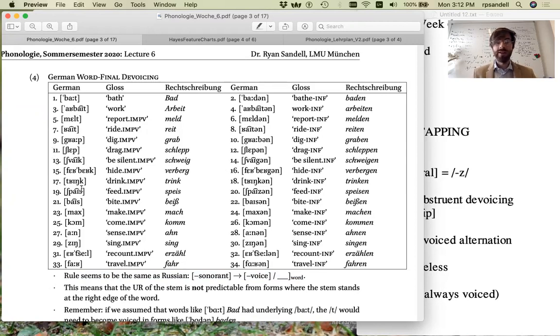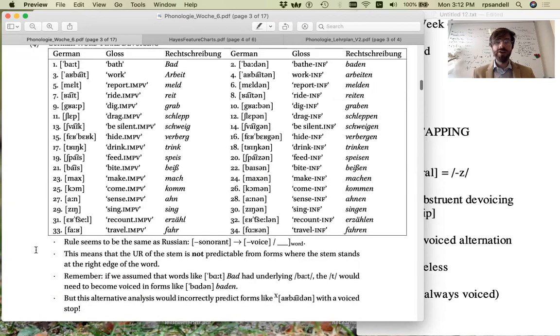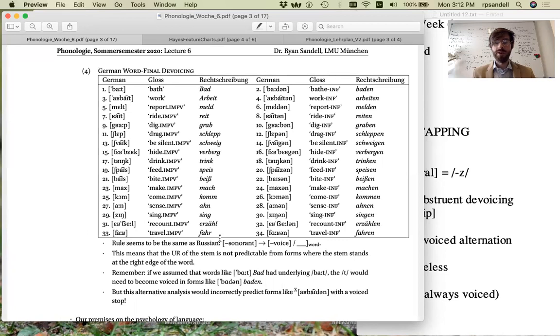Notice we have nouns like speisen, alternating with imperative speis, but beißen, which has a consistent voiceless sa. On the other hand, all sonorants don't show any alternations. Those are the data points 25 through 34. So the nasals and liquids never show any voiceless-voiced alternations. And so we can explain this phenomenon with the same rule as we found in Russian. The non-sonorant consonants, the obstruents, become devoiced word finally.